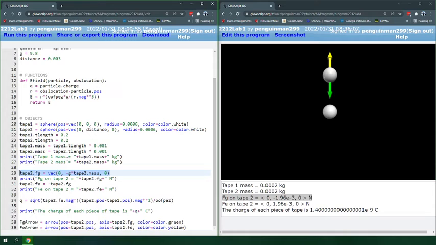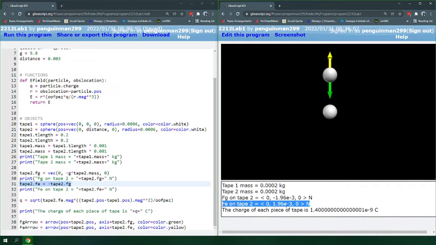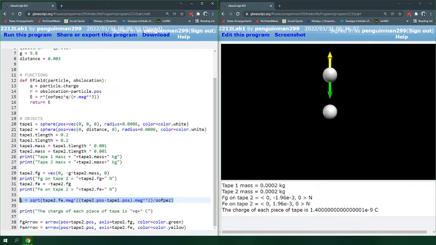Therefore, since the only other force acting on the tape in this situation is the force of the electric charge, we know that it must be equal and opposite to the force of gravity, which you can see here, and you can see the calculation afterwards. And now that we know what the force of the electric charge is, we can solve for the tape's electric charge. And you can see the calculation for that right here. And this comes out to be roughly 1.4 times 10 to the negative 9 coulombs.